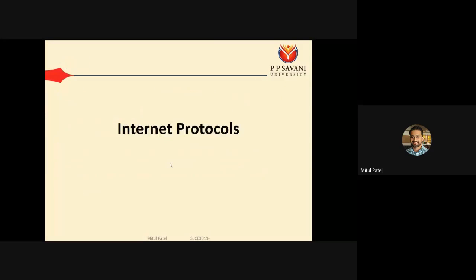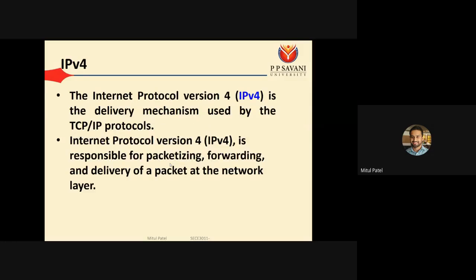Okay. So in the last lecture, we started with the Internet Protocol. Protocols means there are some rules defined, such as the syntax of the message and what type of message should be exchanged between the source and destination to provide guaranteed delivery of the data. Okay. So the first common protocol, or the primary protocol of the network layer, is IPv4. The full form of IPv4 is Internet Protocol version 4. The current version of this protocol is version 4. It is the delivery mechanism used by the TCP/IP protocol.